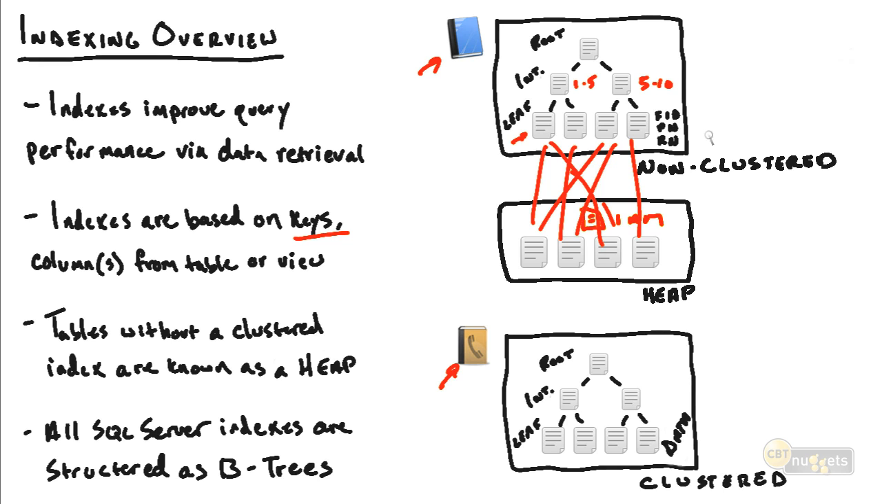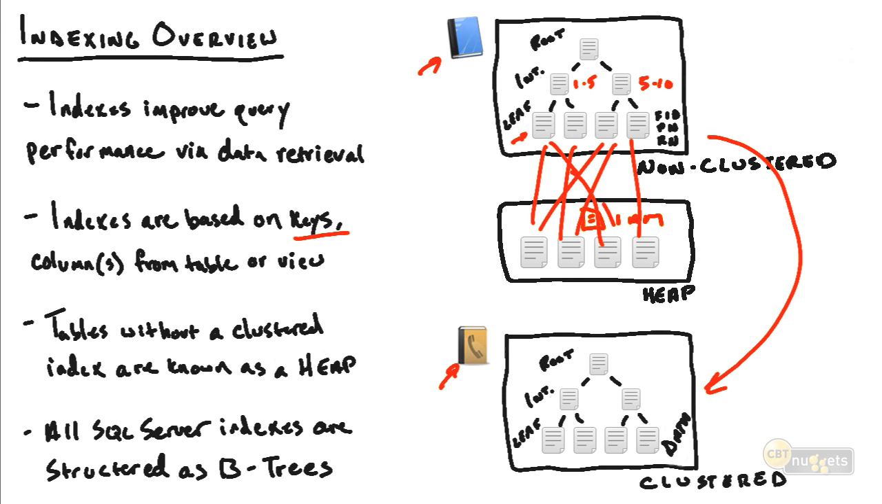Now if you build a non-clustered index on top of a table with a clustered index, the leaf node, rather than being a row identifier like it would be in a non-clustered index on a heap, would contain the clustering key. So it could find the data using the key rather than find the data where it exists on a specific data page using the row identifier.